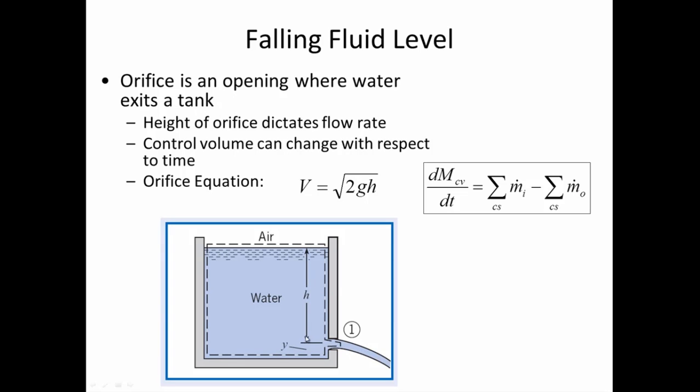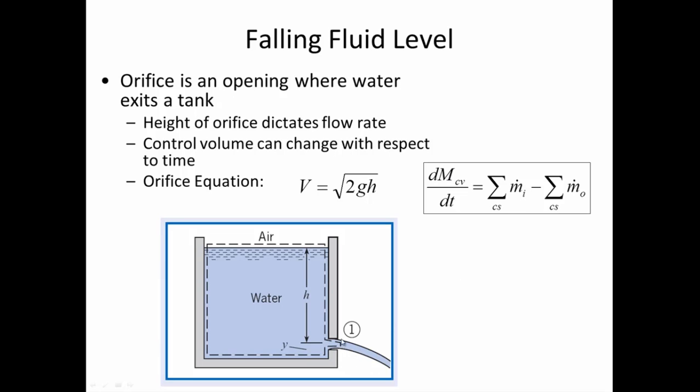And you can see here that h is the measurement from the center line of the orifice, so it's the center of the opening, up to the water surface. And we'll often apply the orifice equation in conjunction with the continuity equation. And the continuity equation, as represented here, says that the change in mass over time, dm/dt, the mass inside of the control volume as it changes over time, is due to the mass flow rate in through control surfaces and the mass flow rate out through control surfaces.